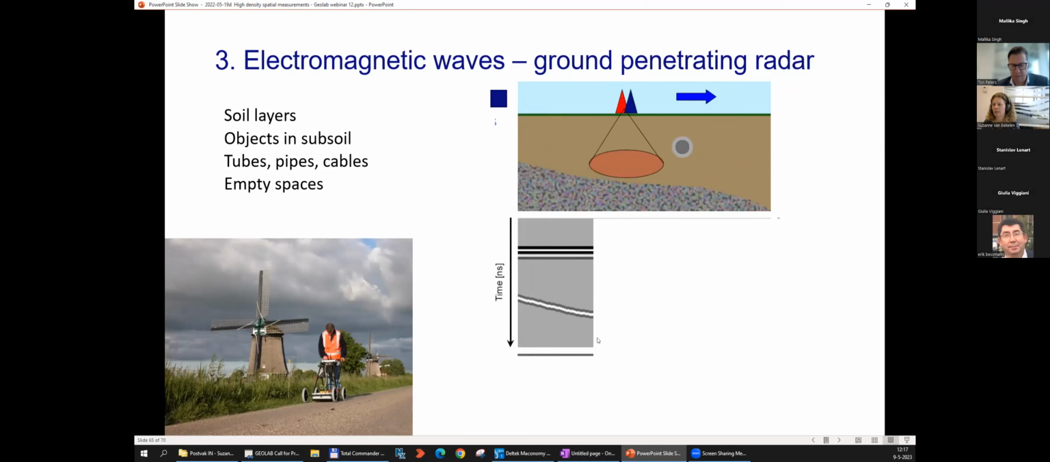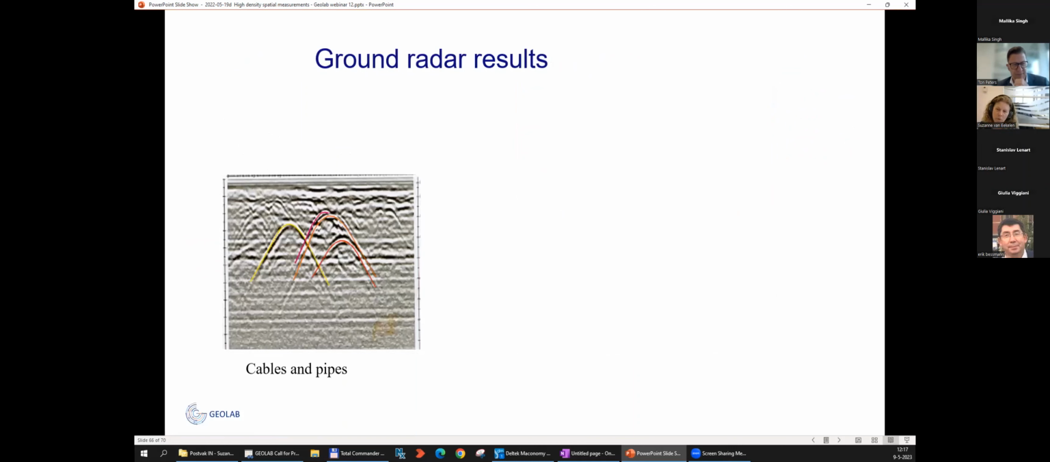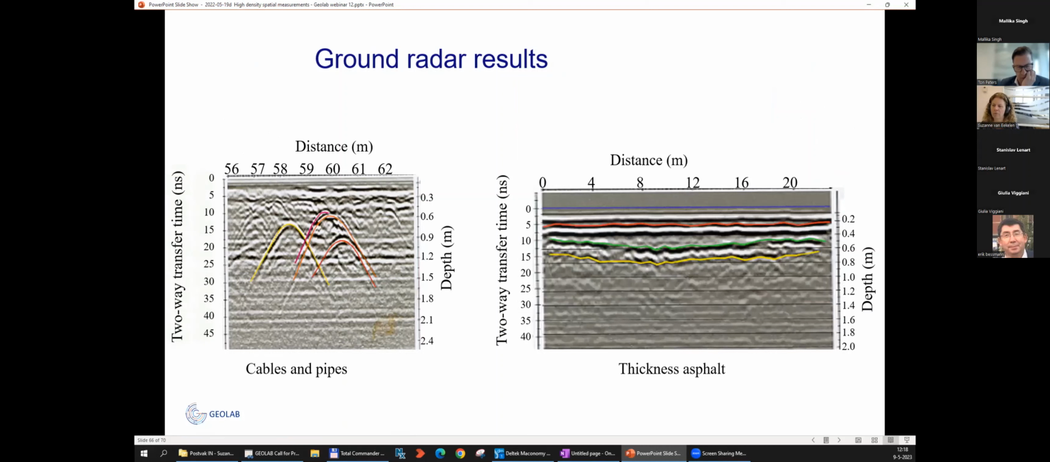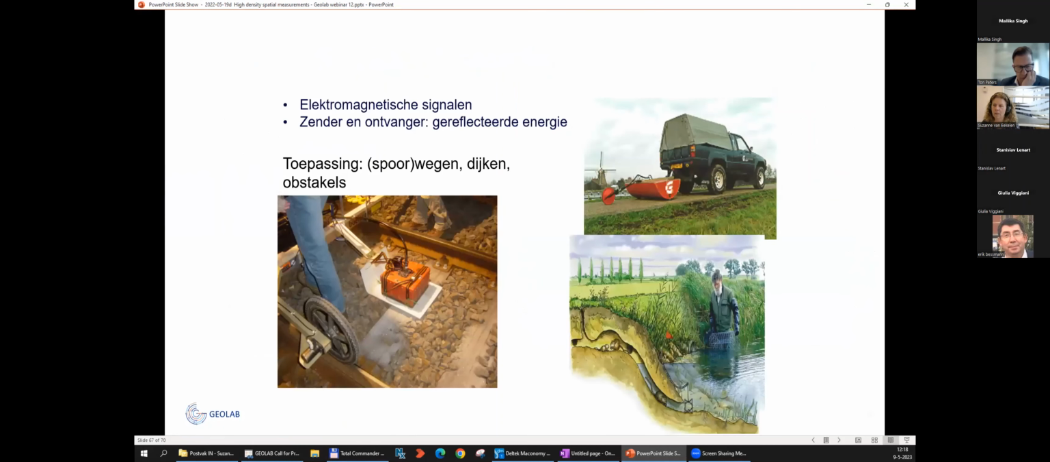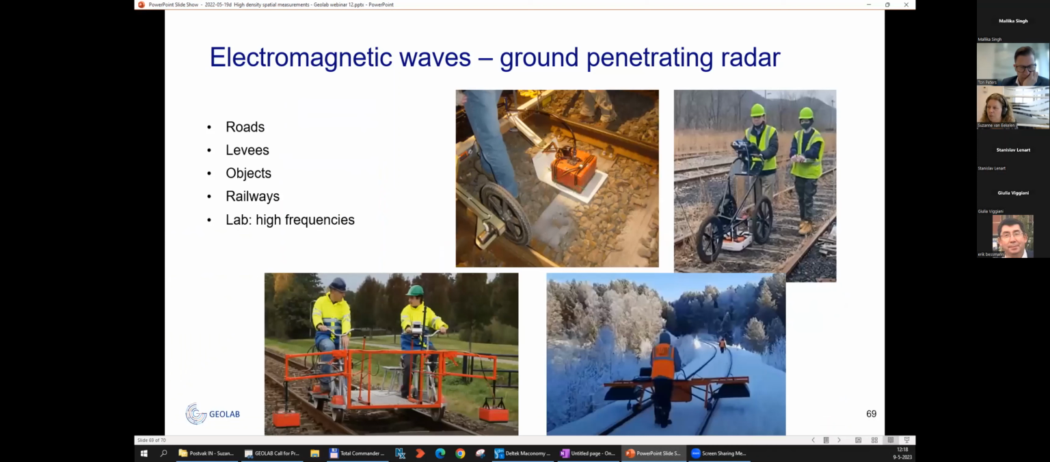I will show once more. So with these radar techniques, here we see cables and pipes, those typical parabolic shapes in the results. And this is another example for the thickness of asphalt. This technique is very quick. You have an immediate result. You can see in the field where your pipe is. Oh, sorry for the Dutch. It's used in roads, levees, and to determine where objects are buried, like pipes and tubes or anchors. I used it recently. It's done on railways also, and we can use this in labs too, and we use the higher frequencies because of the small scale of lab tests.